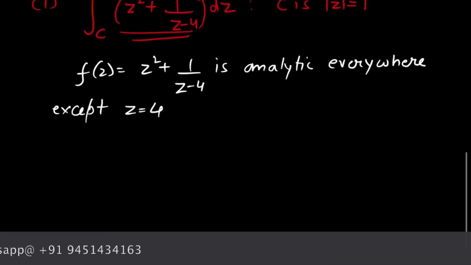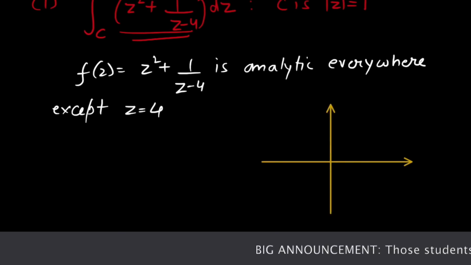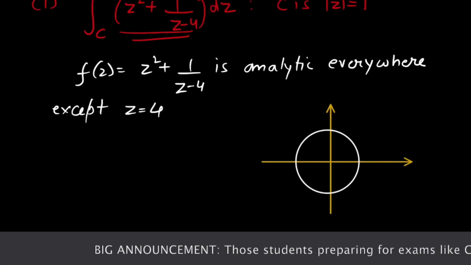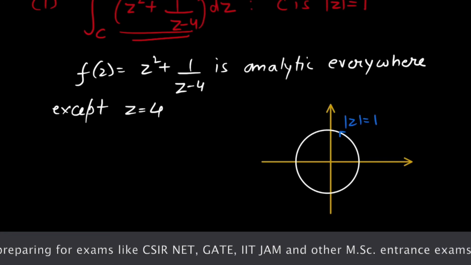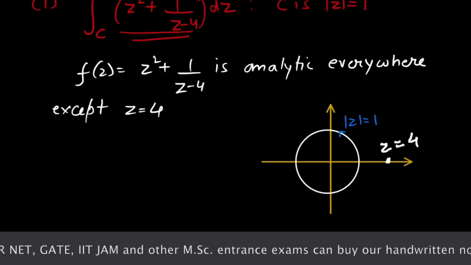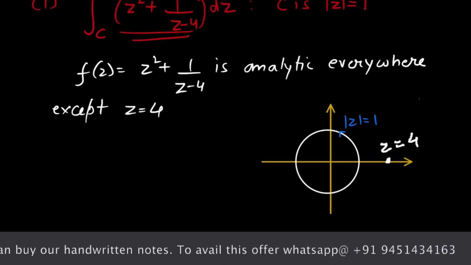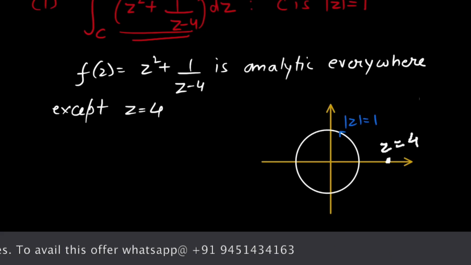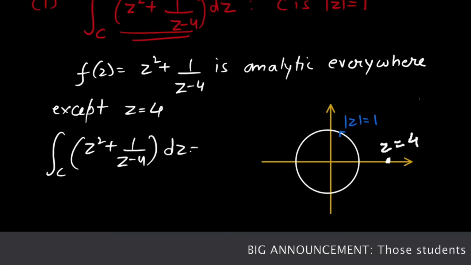This is the unit circle, and suppose z = 4 is a point somewhere here. So you can see this function f(z) is analytic inside this circle |z| = 1. Hence using Cauchy's theorem, the integral of this function will be 0.